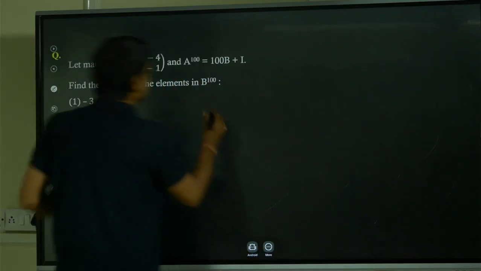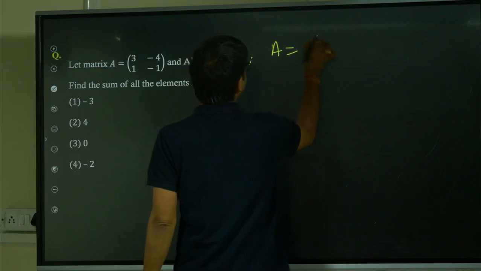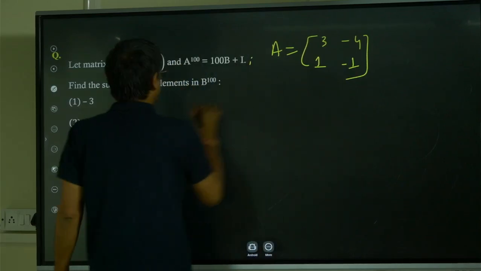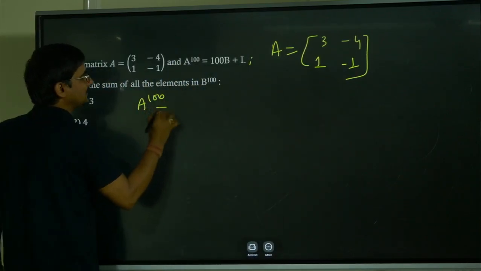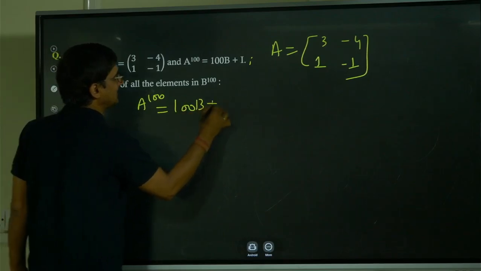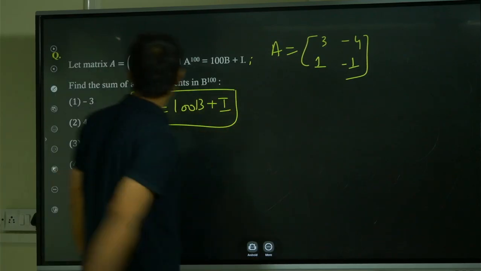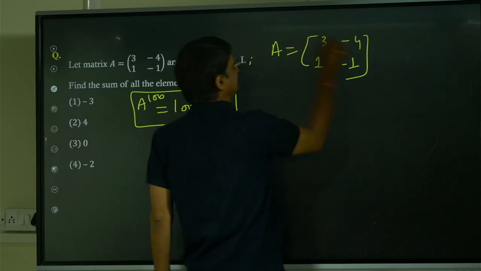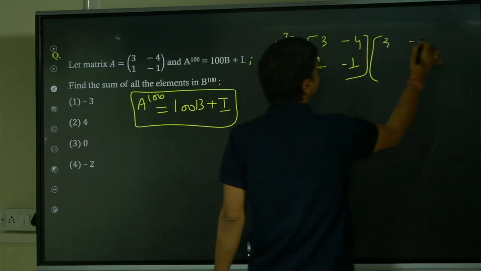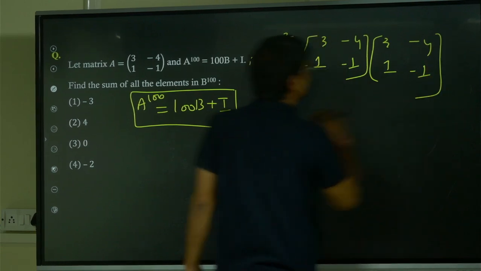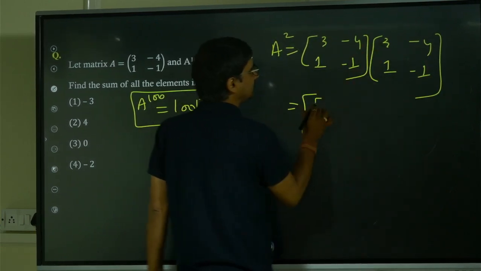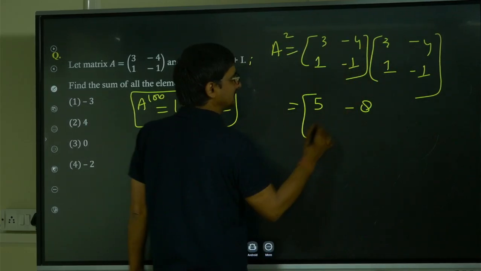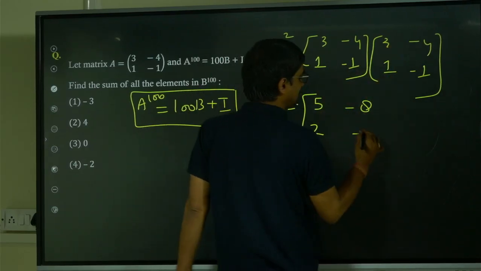Now coming to this one, A is given to be 3, minus 4, 1, minus 1. We need A raised to the power 100, which is 100 times matrix B plus identity matrix. Then we have to find the sum of all the elements in B raised to the power 100. So to get A to the 100, I will go for A square. So what is it? 9 minus 4 is 5, minus 12 plus 8 is minus 4, 3 minus 1 is 2, minus 4 plus 1 is minus 3.